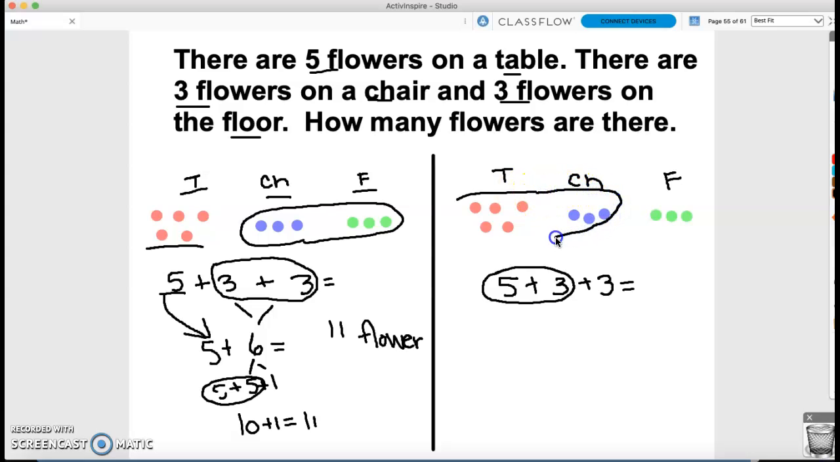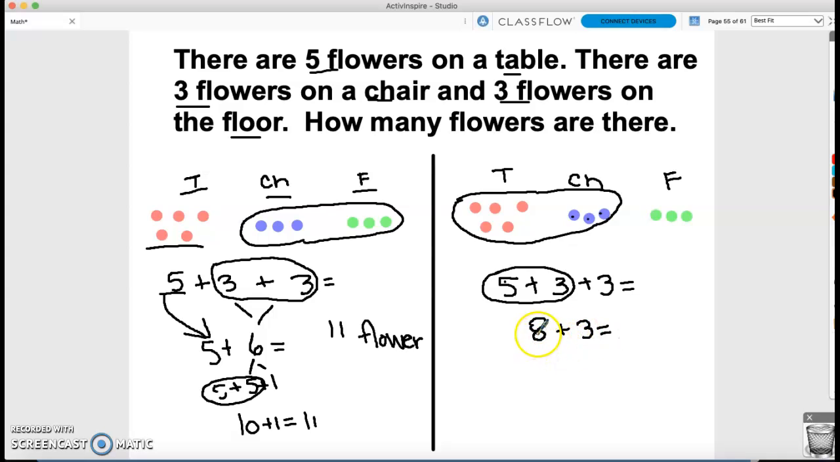Well, I know when I have 5 and 3, I can count on. So I can say 5 and count up 3. 5, 6, 7, 8. So I know I have 8 plus my extra 3. So 8 plus 3.